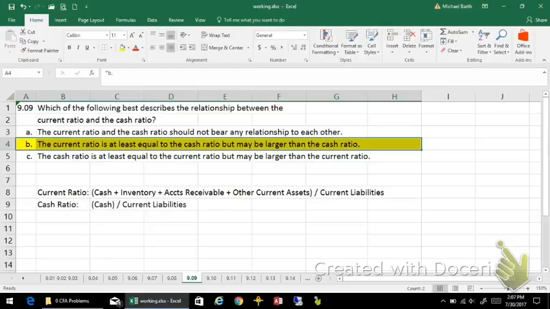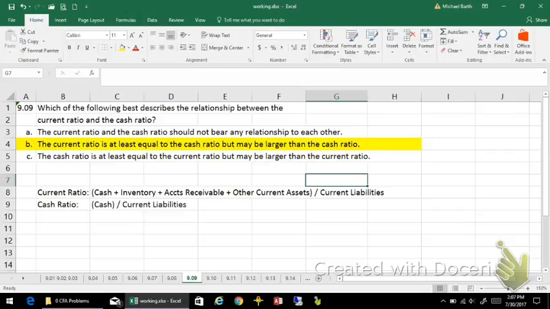So the current ratio is at least equal, even if the inventory, accounts receivable, and other current assets were zero, then they'd be equal to each other. If you've got $1 in any one of those other accounts, the current ratio would be higher. All right, and the cash ratio is at least equal to the current ratio and maybe larger? Well, it can't be larger because the cash ratio is a subsection of the current ratio.